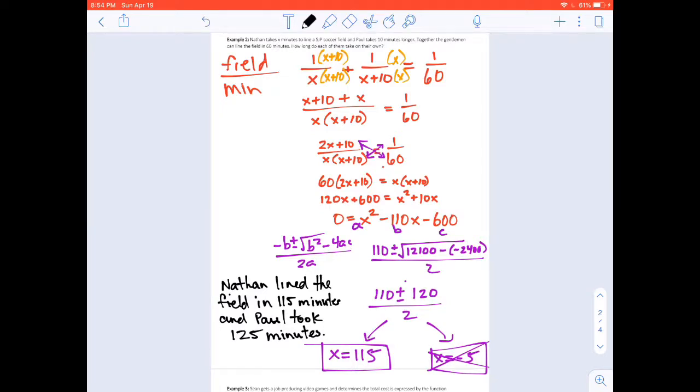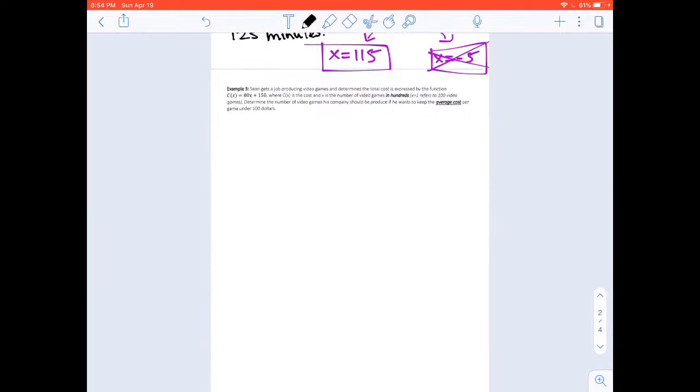So quite a bit of algebra in this one, but at the end of the day, it comes down to checking those final answers, making sure that they make sense in terms of the problem, and making sure none of them are restrictions, which they weren't. And the last one.